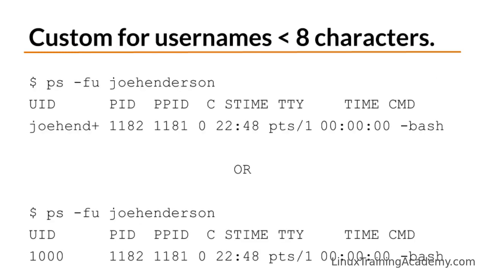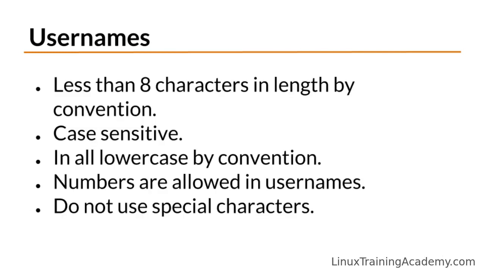Even though Linux supports usernames up to 32 characters in length, it's customary to keep usernames to 8 or fewer characters. When using usernames longer than 8 characters, you will run into some situations where the UID is displayed in place of the username, for example, when looking at the output of the ps command. Also know that usernames are case sensitive. Even though uppercase letters are allowed in usernames, by convention, usernames are in all lowercase letters. Digits are also allowed in usernames, but avoid using special characters.